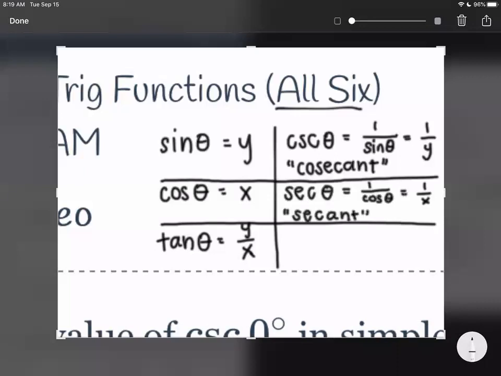Not that you really need to know how to spell it, but if you see how it's spelled, then you'll remember how it's said. So you don't have to say CSC. It's cosecant, and SEC is secant. And then there's one more. It's the reciprocal of tangent. So that's cotangent, abbreviated as COT. Don't say cot, it's cotangent.